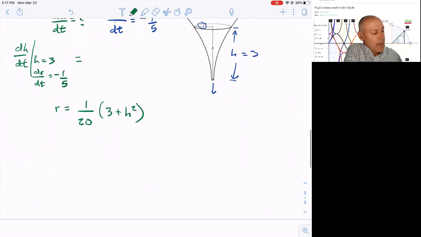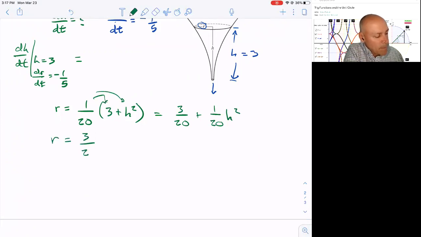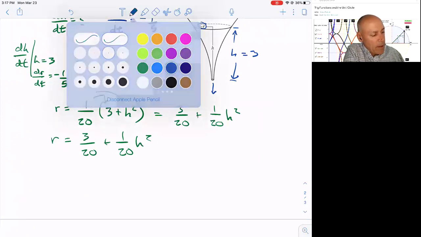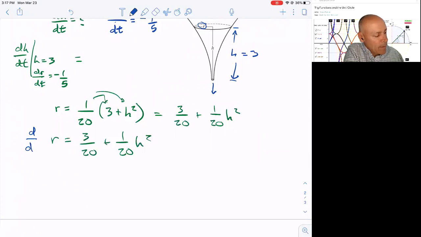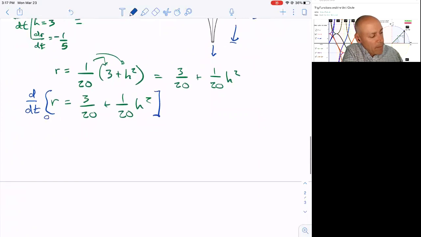I could probably dive right in, but I'm going to do a quick rewrite and distribute the 1/20. So I'm going to get 3/20 plus 1/20 h squared. So that's what r is equal to. I probably could have left it alone, but the rewrite might be a little bit easier. Okay, so here's my geometric formula. Now I'm going to take the derivative with respect to time of both sides.